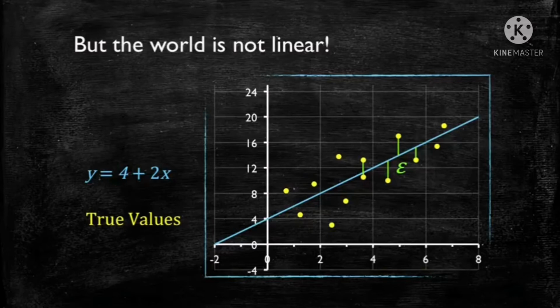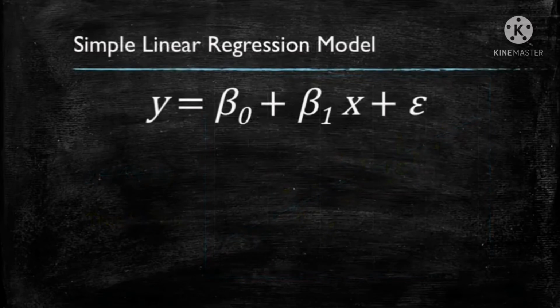But the important aspect we're going to take away now from this is that our linear regression model must include this error in it. So this is how our linear regression model looks. It is y equals beta 0 plus beta 1 times x plus the error term.